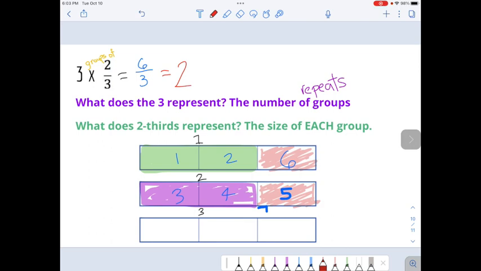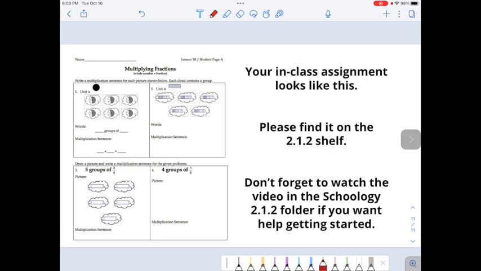The trick to understanding what multiplying fractions means is to actually have a picture of what's going on. I have a picture in my head. You're going to start by doing a picture on your paper. Your in-class assignment looks like this. You can find it on the 2.1.2 shelf in the classroom. Please don't forget to watch the video in the Schoology 2.12 folder if you want help getting started. Find that assignment. It will help you get started on this paper.